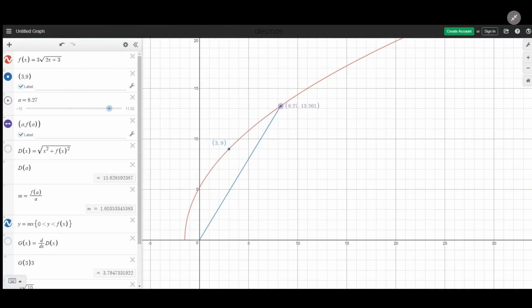Okay, let's make sure we understand what's going on here. This red curve is the graph of 3 times the quantity 2x plus 3. That's the curve along which this particle is moving. The particle could have started down here, and as it starts moving along the curve, it doesn't have to move at the same rate all the time. It could go real slow and then speed up.